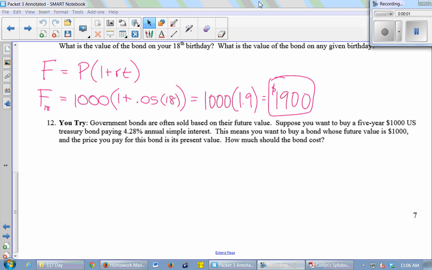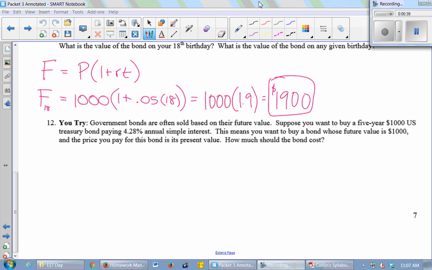We ended last class with this one example here, not finished, number 12 from class 20-something. It says that government bonds are often sold based on their future value. Suppose you want to buy a 5-year $1,000 US Treasury bond that pays 4.28% simple interest. This means that the future value of the bond is $1,000. That means that 5 years from now, you'll be able to cash it in for $1,000. So we have to figure out the present value, how much it's going to cost today.